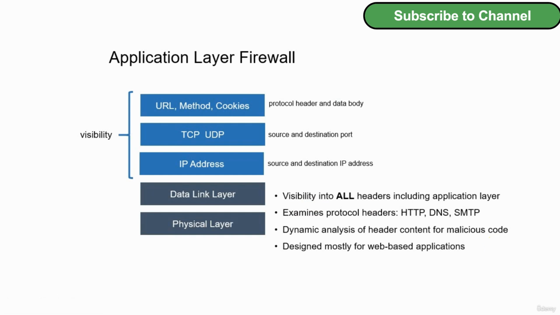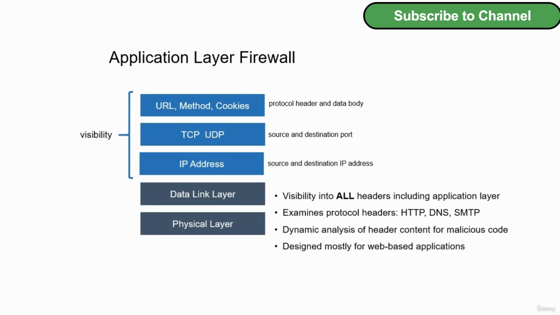Application layer firewall. So the visibility here is right up to the application layer. It can look at the protocol header as well as data body. When I say protocol header, I'm not talking about HTTP alone. I'm talking about any application. They all have their own headers, with DNS, SMTP. They also have the data body as well. So application layer firewalls can really look into that application layer and do inspection at that layer. It can look at URLs, methods, cookies, and do filtering based on that. And it can also do filtering based on TCP and UDP application ports, as well as source and destination IP address, as you would well imagine.